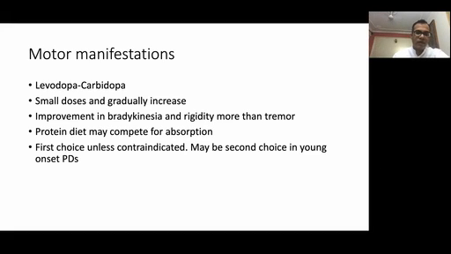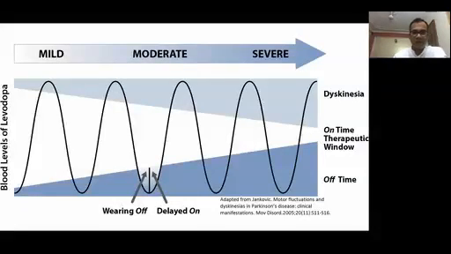So whenever you suspect it, you start it off. It serves as a therapeutic trial in diagnosis as well as in management. So start the first time that you see the patient. Start with a small dose, maybe half tablet twice or half tablet thrice, and gradually keep on increasing as you see the patient. And you'll notice that there is an improvement in bradykinesia and rigidity, which is more than tremor. It's the first choice of drug unless contraindicated, and it may be the second choice in young onset Parkinson's disease, because patients with young onset sometimes have a lot of fluctuations with levodopa.